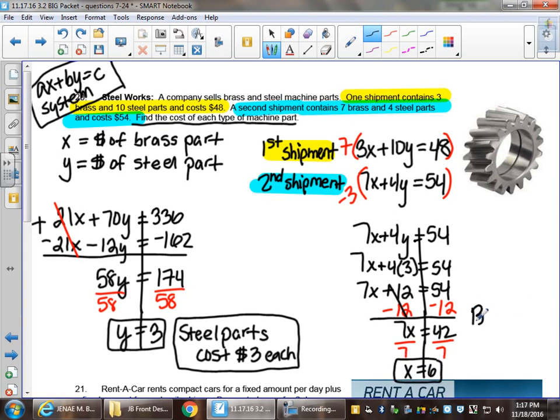So this means brass parts cost $6 each. And we're done. We have successfully found the cost of each type of part.